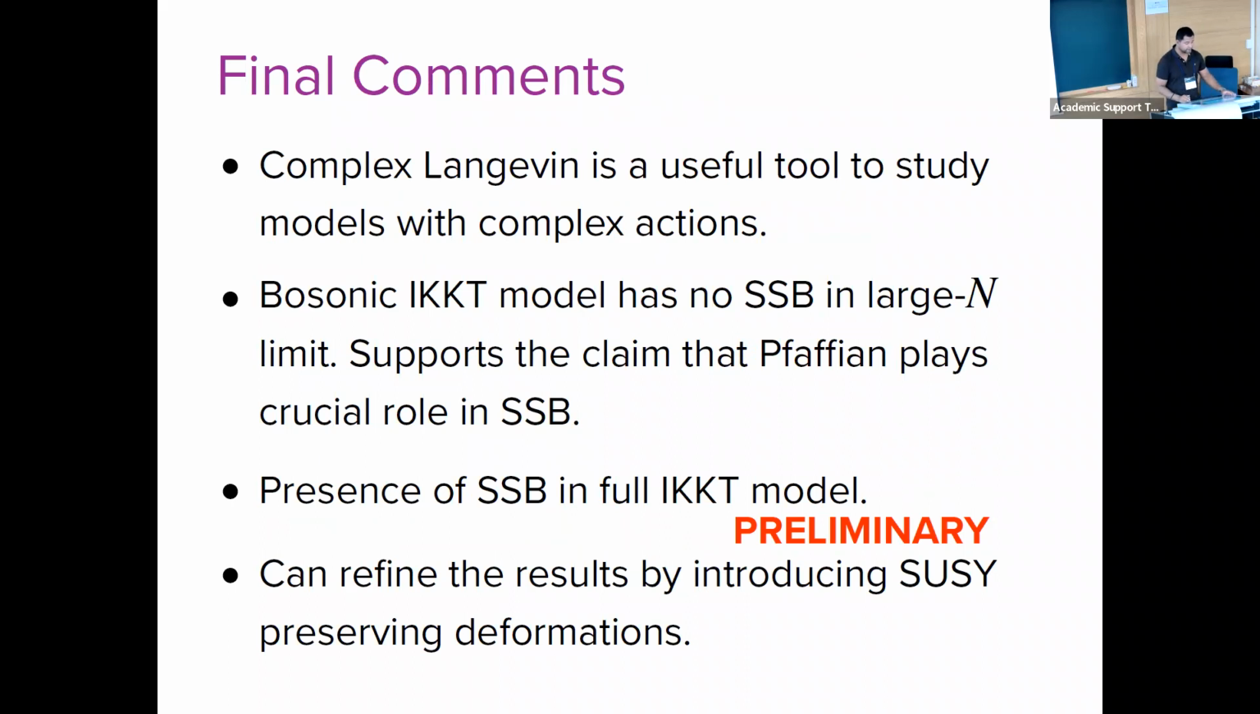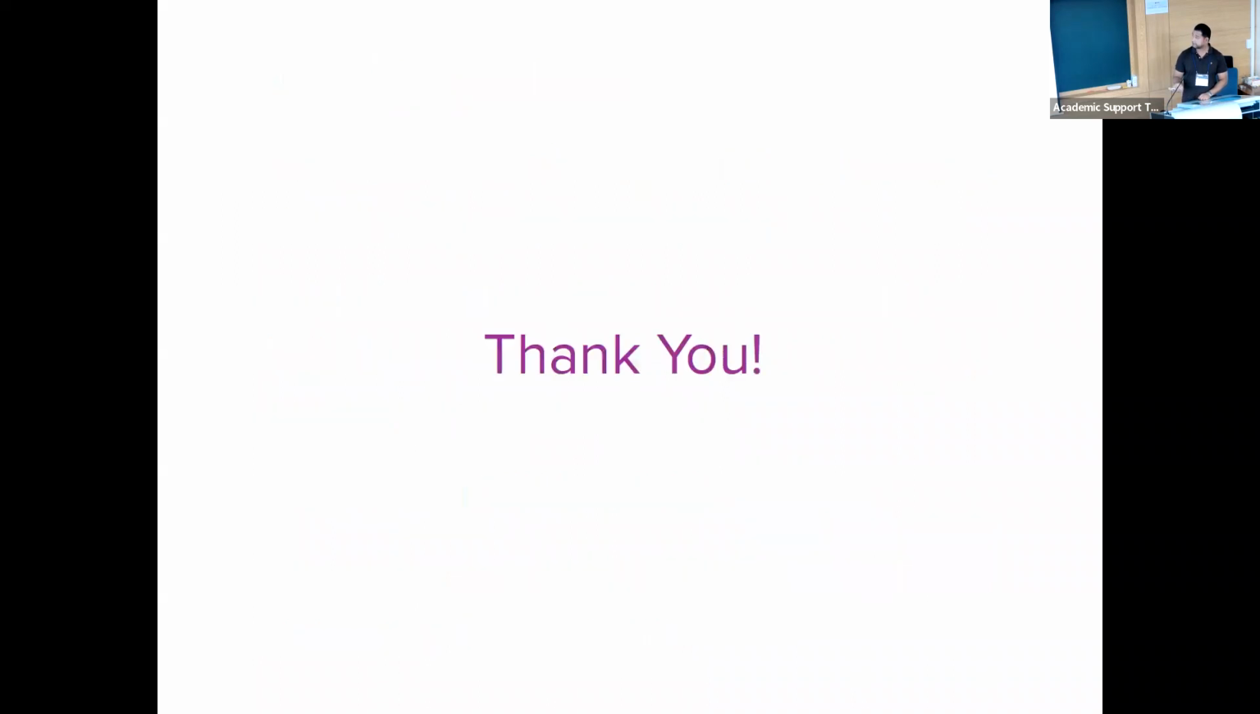So let me conclude with final comments. Complex Langevin is a useful tool to study models with complex actions. We found that the bosonic aggregated model has no SSB in the large N limit, and it supports the claim that the phase of the Pfaffian plays a crucial role in SSB. We found some presence of SSB in the full aggregated model. It's a preliminary result and still has to be fine-tuned and clarified. Large N simulations are needed, and we can also refine the results by introducing SUSY preserving deformations. This is what we are suggesting: we should introduce deformation terms so that SUSY is not broken. So that is all. Thank you.